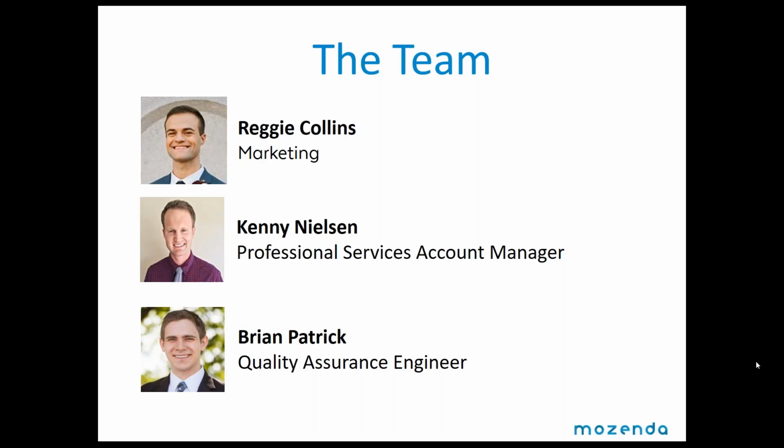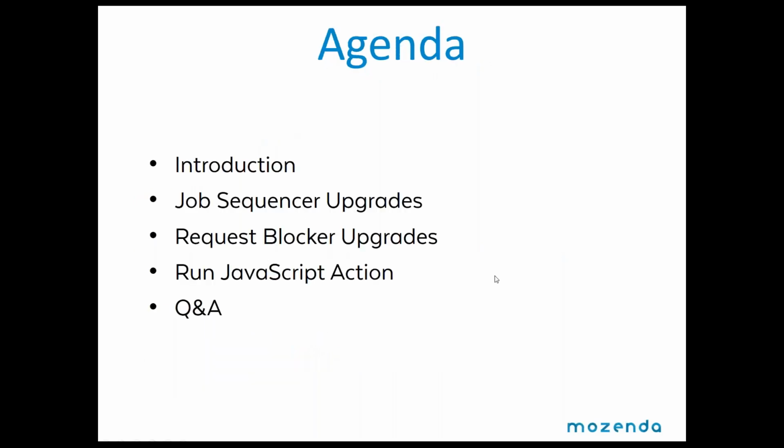Awesome. So let's go ahead and take a look at our agenda today. We're going to talk about the job sequencer upgrades. We'll cover our request blocker upgrades, and we'll also show you our new feature, which is the Run JavaScript Action feature. And then at the end, we'll do a quick question and answers. So without further ado, let's jump right into it, and I will turn the time over to Kenny, who will introduce the job sequencer upgrades.